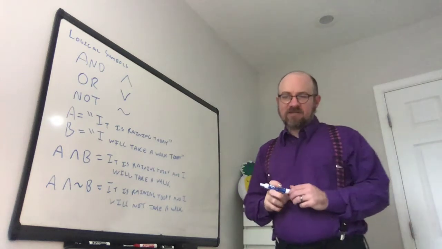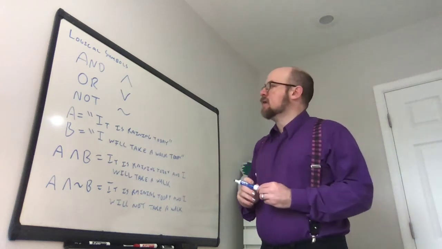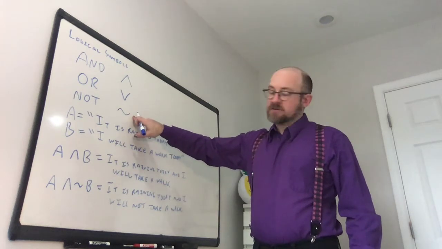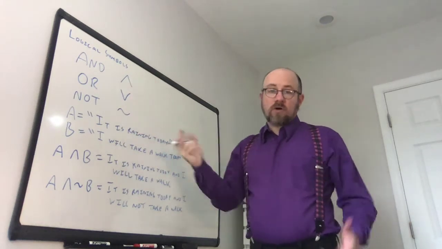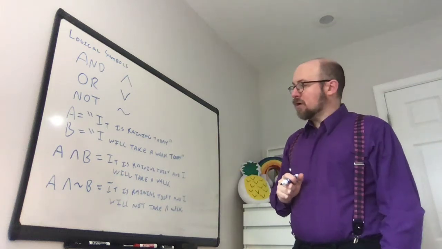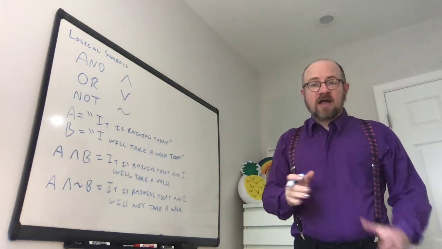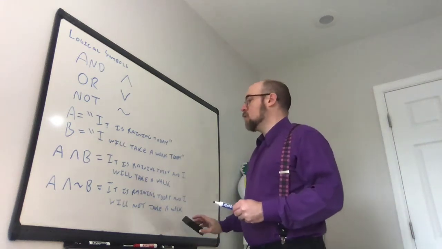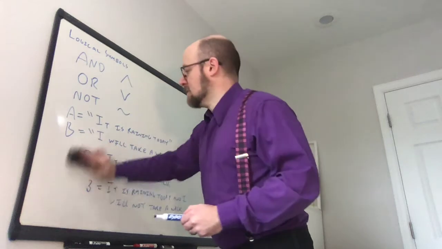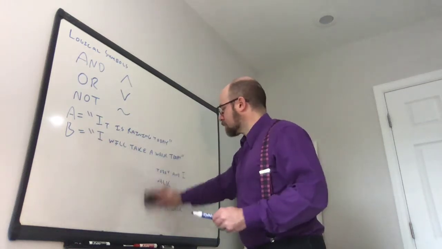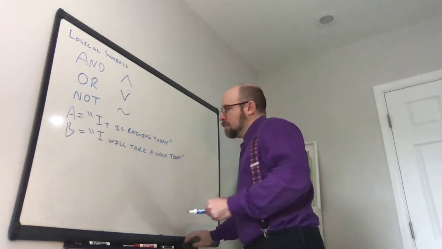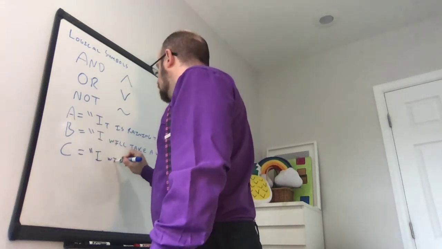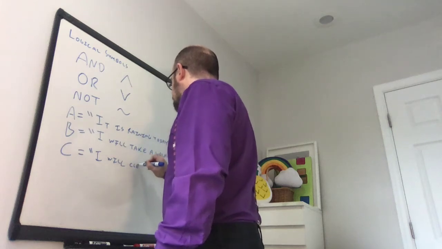This is kind of like order of operations. The order of operations here is you do not first, and then you do and or. We can also use parentheses to explain more of the order of operations we want to do. So let me add another statement here. Let's say C is, I will clean my room.